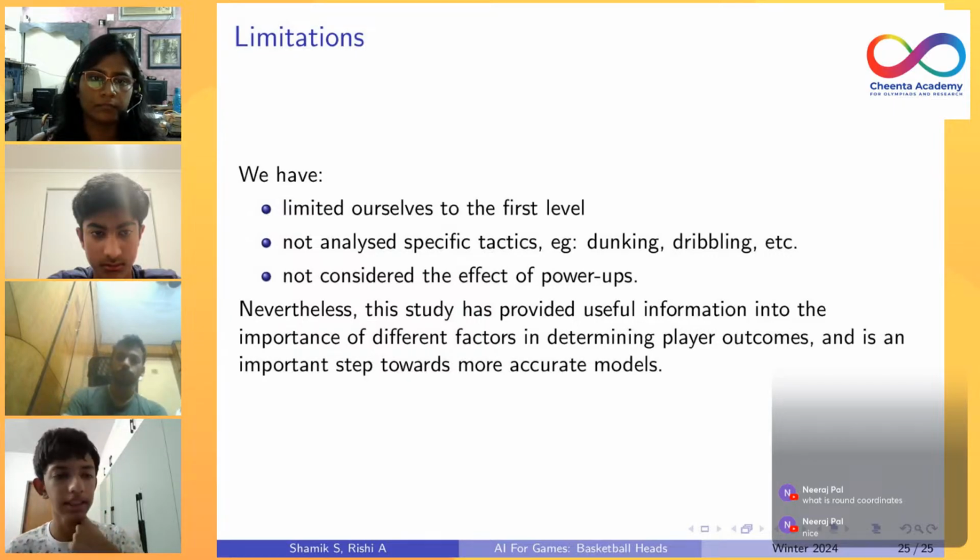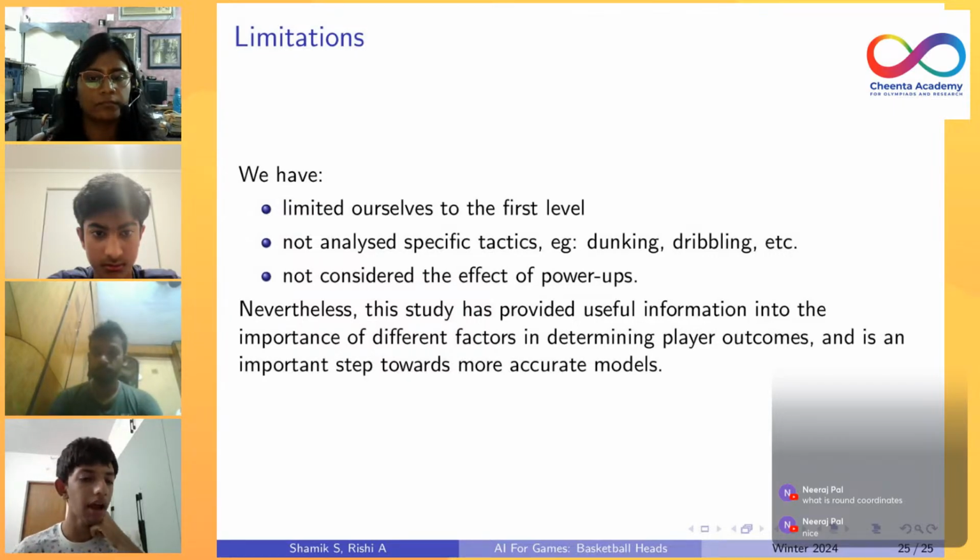Limitations: we have limited ourselves to the first level, and we haven't really analyzed specific tactics like dunking or dribbling, which are rare but do exist, and not considered the effect of power-ups, which are also relatively rare. They're basically special effects that occur sometimes during rounds. But nevertheless, all in all, the study has provided useful information into the importance of different factors in determining player outcomes, and is an important step towards more accurate models.